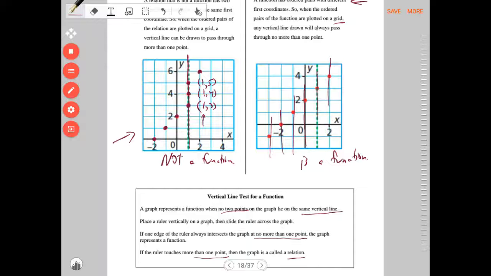This first one here, okay, this is called a relation. This one is called a function. Okay, awesome.